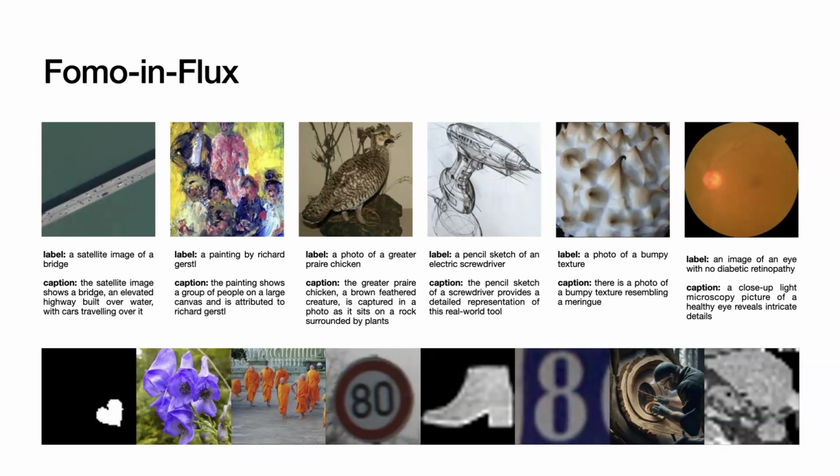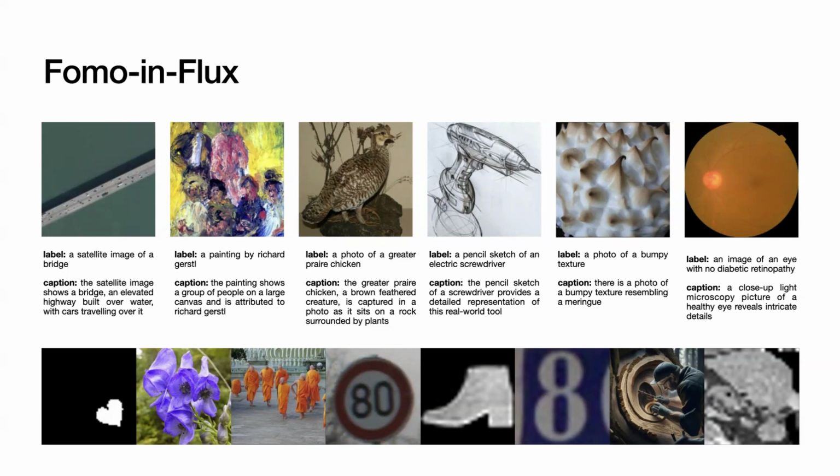Before we look at results, let's talk about the data. We run all our experiments on the FoMo-in-Flux benchmark from our previous work. It contains 2.5 million images across 23,000 concepts, spanning domains like satellite imagery, paintings, medical scans, sketches, and synthetic renders. Each image in the benchmark is paired with a synthetically generated caption, enabling continual pre-training of vision language models like CLIP without requiring additional annotation.